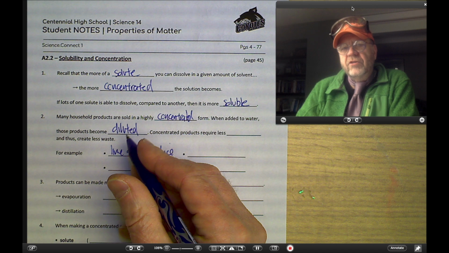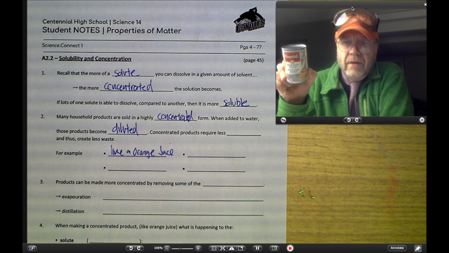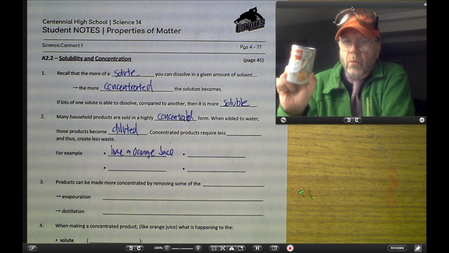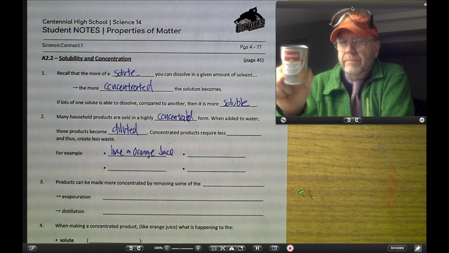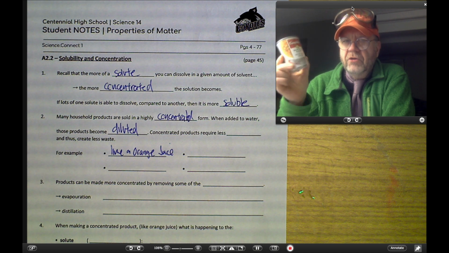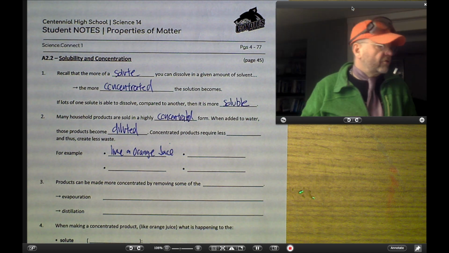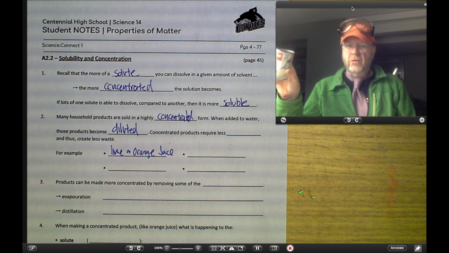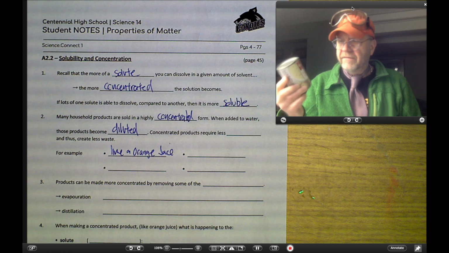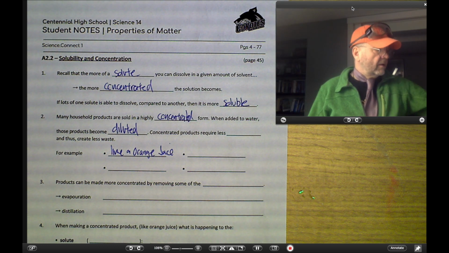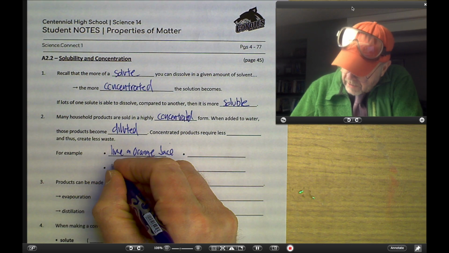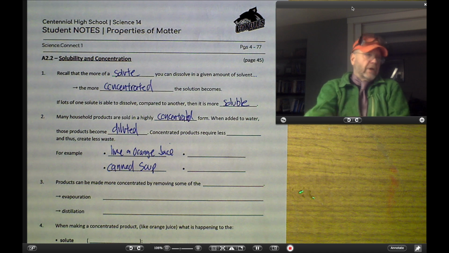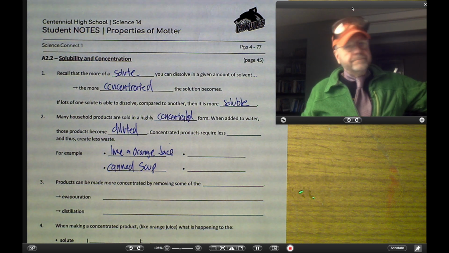But what about canned soup? What about my favorite canned soup, which is bean with bacon? You add 1 can of this stuff to 1 can of water, and you get 2 cans of soup out of the deal. This is concentrated. What about my daughter's favorite soup? Ugh, cream of potato? Who eats that stuff anyways? My daughter loves this. Canned soup.